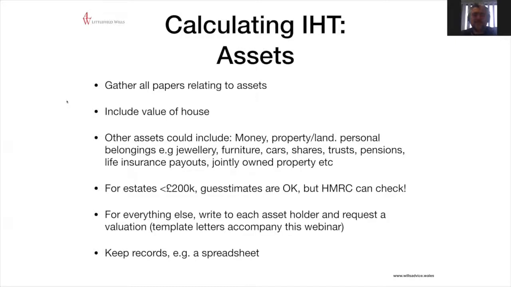So assets, you need to get all the papers together of the deceased and go through them and organize it. So you can write to the various bodies and find out the value of the deceased's estate. And in order to do that, you need, first of all, in most estates, the big one is the value of the house. You can find out the value. Obviously, you can get the value on the internet quite readily.